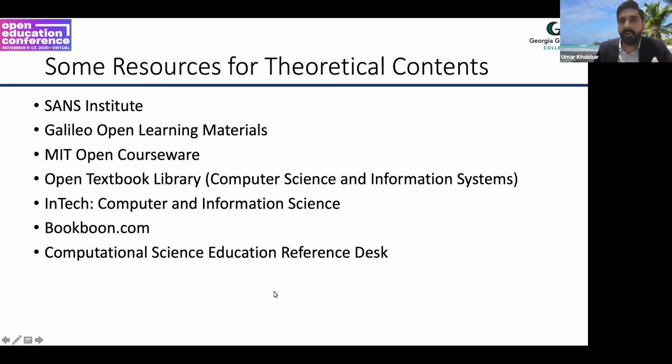Now, from where you can get the material for your course: these are a few very helpful links, because I have personally used many of them, and trust me, it's amazing. Especially the SANS Institute stuff is really amazing. Other than that, you can find different libraries as well, from where you can also get information about different courses. These are some of the very helpful resources.